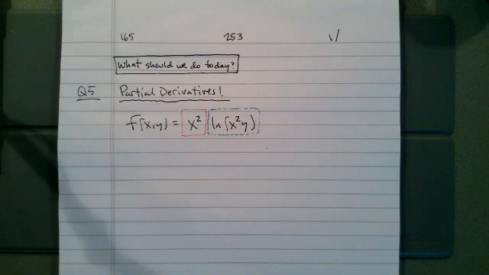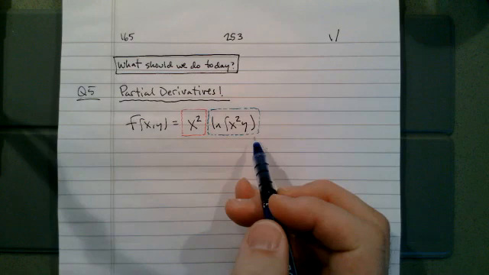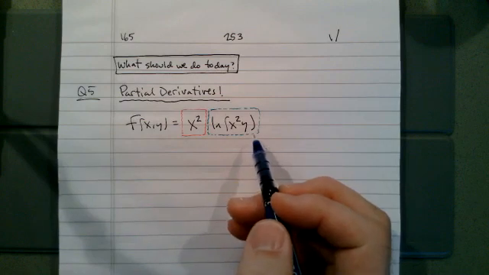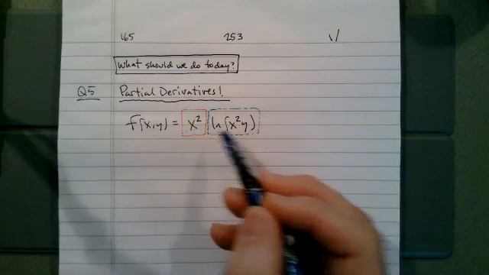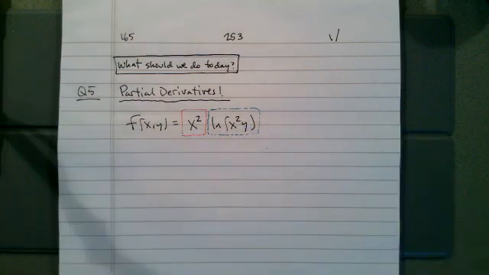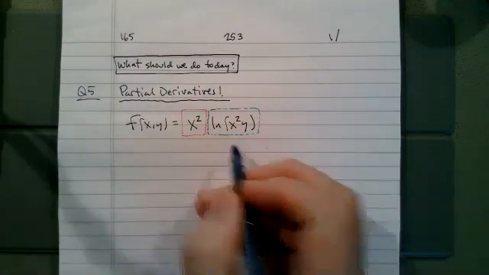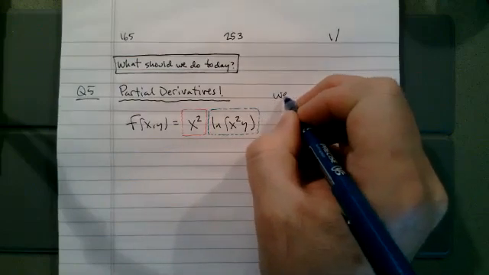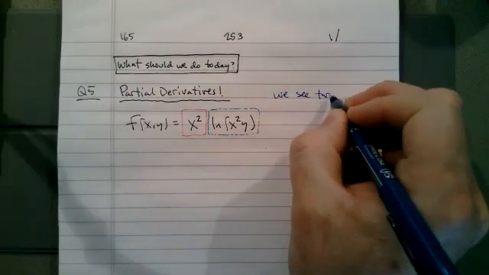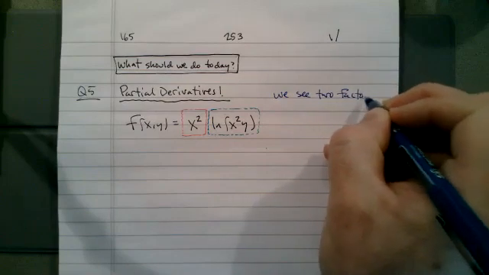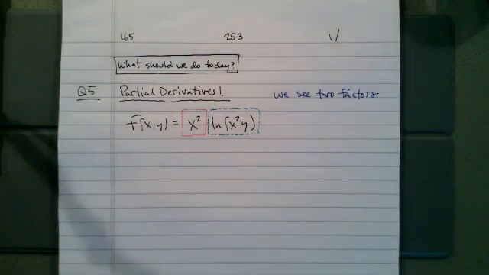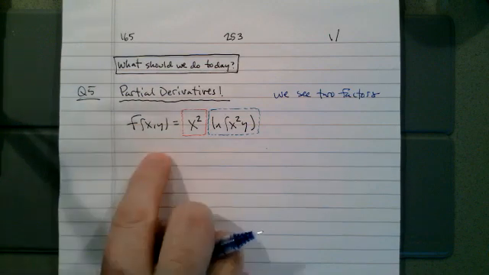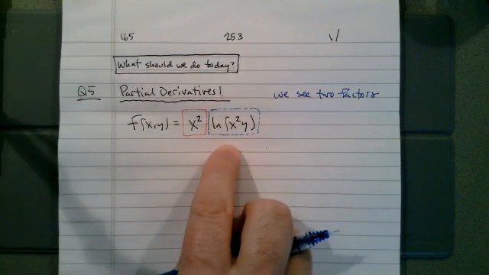So here's a set of crazy symbols. Not that crazy, it's all letters. But here's a set of symbols, and here's the way we want to look at things. Our challenge is to read what's going on in the function and how we could break it apart to decide how to apply the rules that we know. So here's one of the things that we notice. We see two factors, the x squared and the natural log of x squared y.